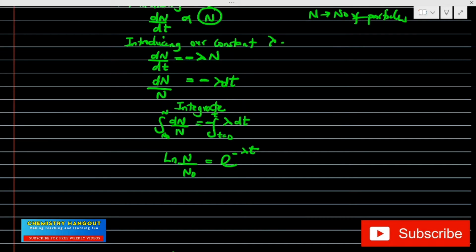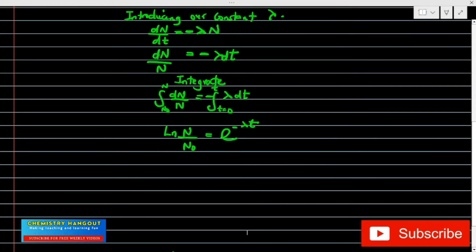And if we are rearranging this, we are going to have that N over N naught is equal to exponential raised to power minus lambda t. I want to believe this is clear. So if we rearrange this, we are going to have that N is equal to N naught exponential raised to power minus lambda t. Please take note of this.